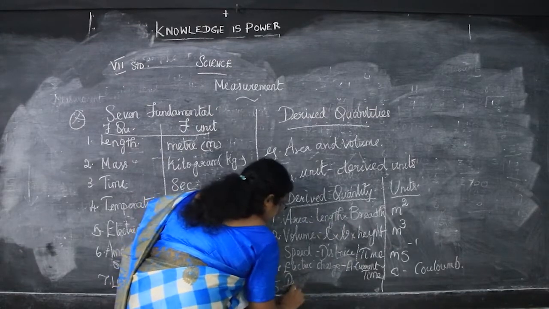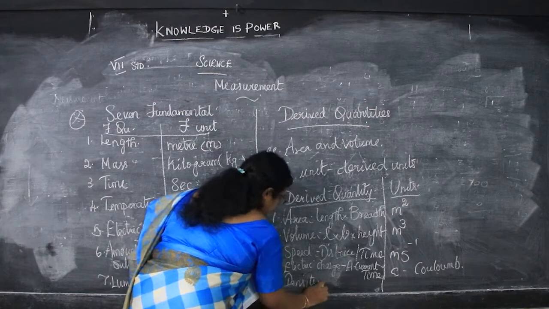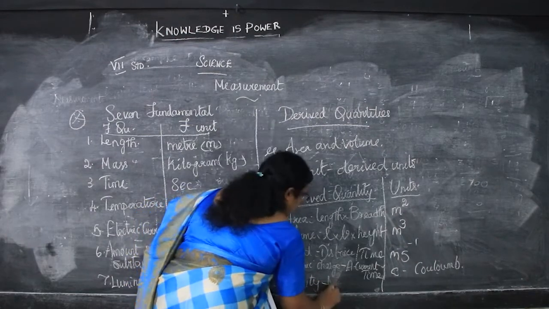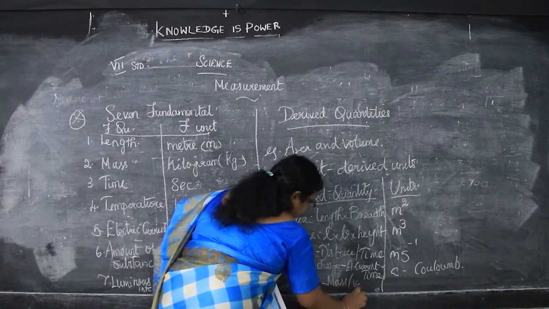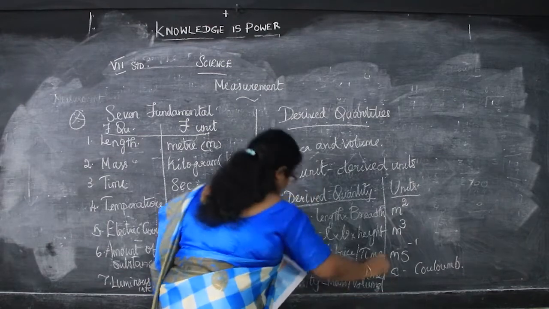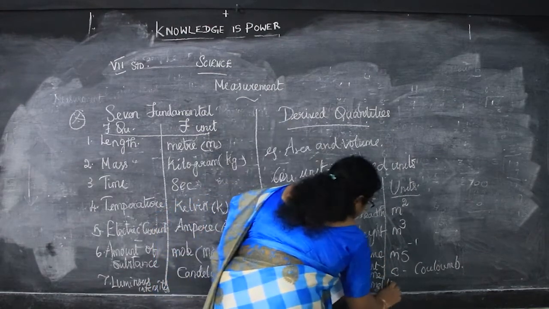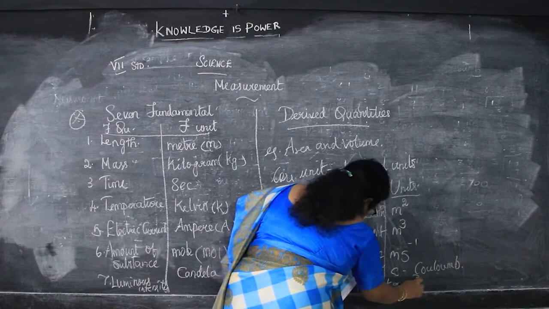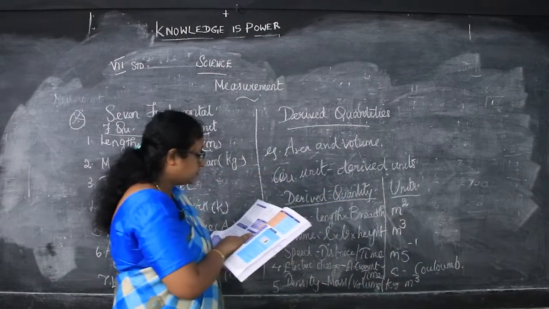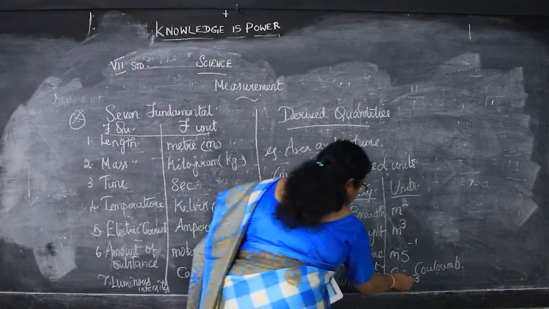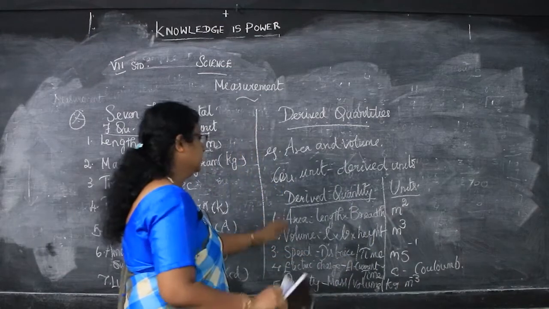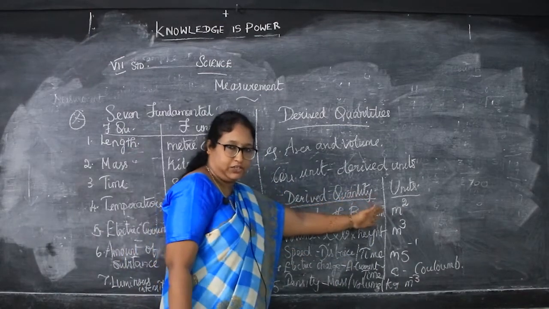Then density. So density is mass by volume, so mass by volume, that is kg per cubic meter, kg m to the power of minus 3. Now see here, these are derived quantities, and for them you have the units.